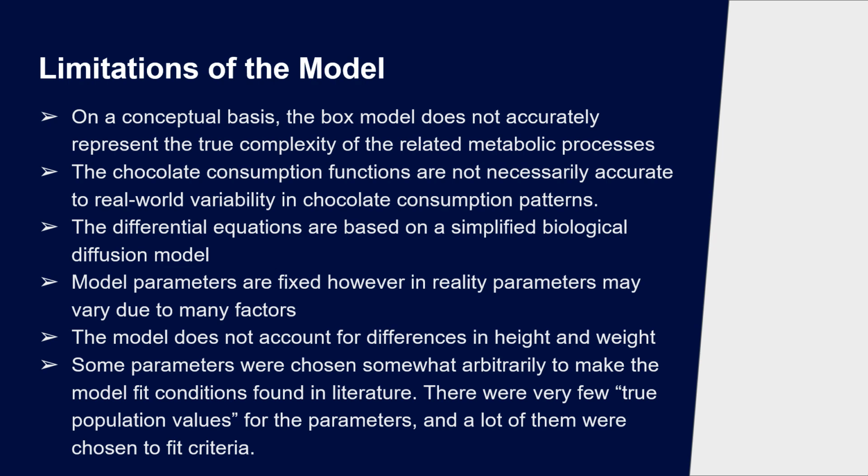Several limitations of the model must be considered. The box diagram does not accurately represent the human body with only 4 abstracted systems. The chocolate consumption patterns, such as the sinusoidal functions and the weekend consumption function, also cannot perfectly represent when a normal child would consume chocolate. The differential equations we chose are based on a simplified biological diffusion model. Model parameters remain fixed and were arbitrarily selected based on literature. However, in reality, these parameters may vary due to more complicated factors. Finally, the model assumes an average body weight and height and does not account for variable volume when determining toxin concentrations.